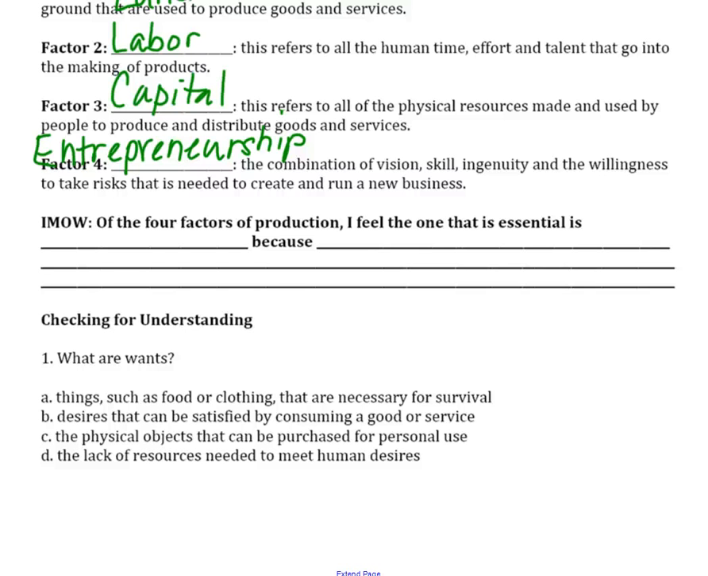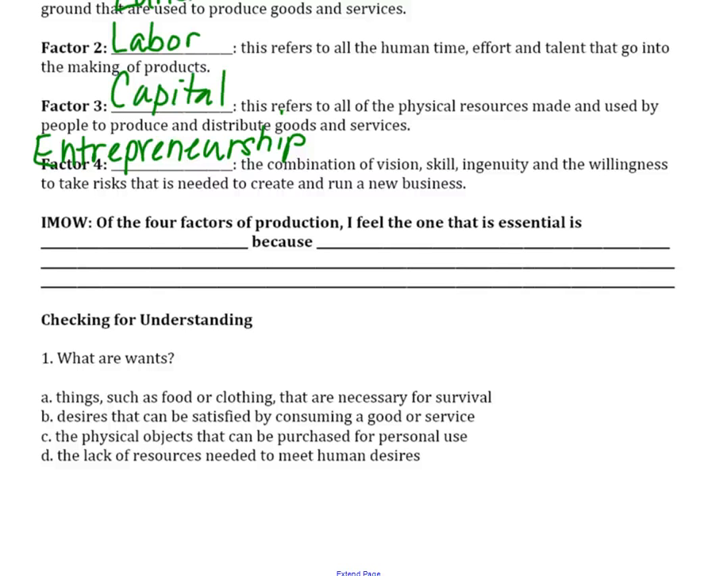All right, so let's do some questions for review. What are wants? Things such as food or clothing that are necessary for survival, desires that can be satisfied by consuming a good or service, the physical objects that can be purchased for personal use, the lack of resources needed to meet human desires. So why don't you go ahead, pause, get rid of 2, choose your answer, come back.